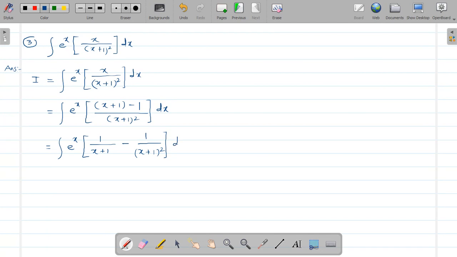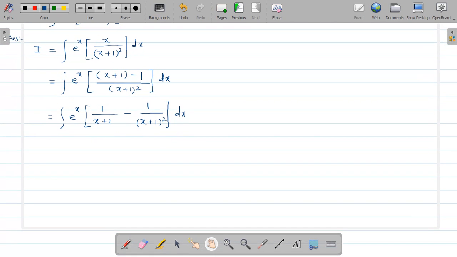So after this adjustment, now if you observe the terms here, that is 1 upon x plus 1 and here it is minus 1 upon x plus 1 bracket square, and if you put f of x is equal to 1 upon x plus 1, and if you find out the derivative of 1 upon x plus 1, then it will be minus 1 upon x plus 1 square, because you know that for 1 upon x derivative is minus 1 upon x square. Like that, for 1 upon x plus 1 derivative is minus 1 upon x plus 1 square.